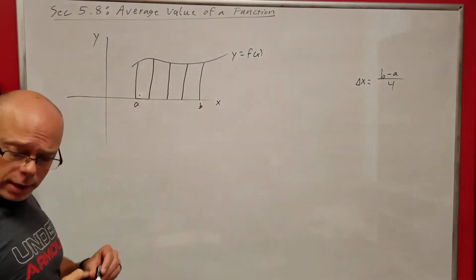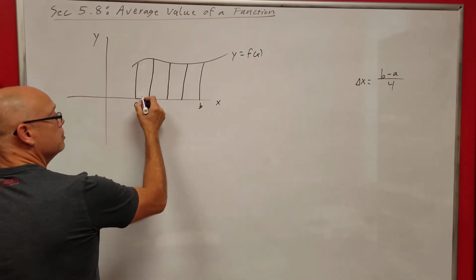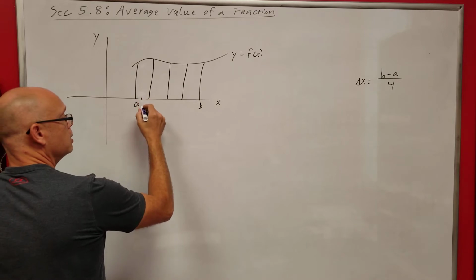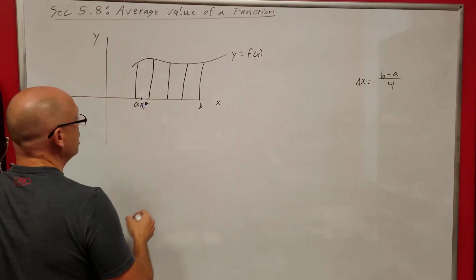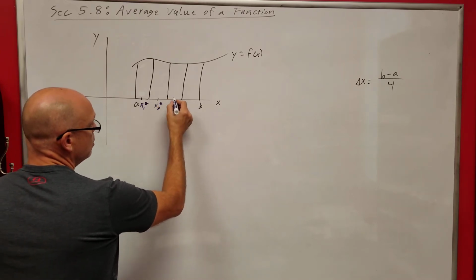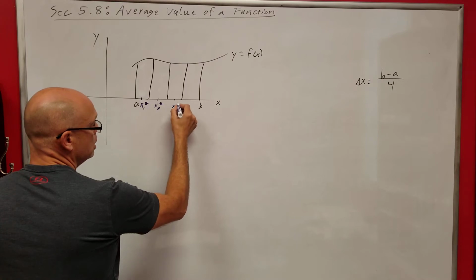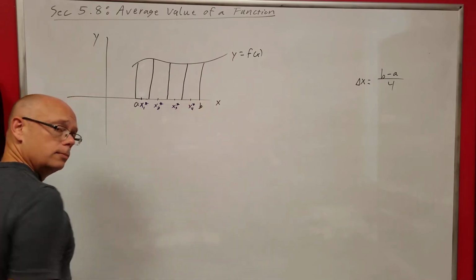And let's pick some points in these intervals. I like to pick the midpoint of the interval right here. And let's call that point x1 superscript the star, okay? Let's call this midpoint x2 superscript the star. This one we'll call x3 star, and this one we'll call x4 star.